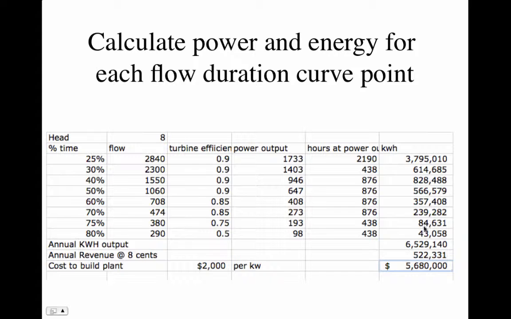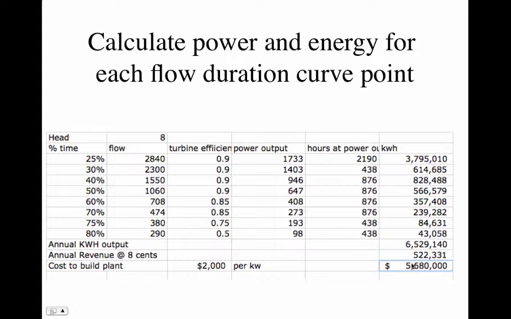So, go down through here with all the different points on the flow duration curve, and I get 6,529,000 kilowatt hours. Now, if I got 8 cents a kilowatt hour, now we pay about 15 cents, so that'd be half of what we pay. I'd make about $500,000 a year. And the cost to build that plant, let's say it'll be between $1,000 and $2,000 per kilowatt, but let's say $2,000 per kilowatt for a 1,700.